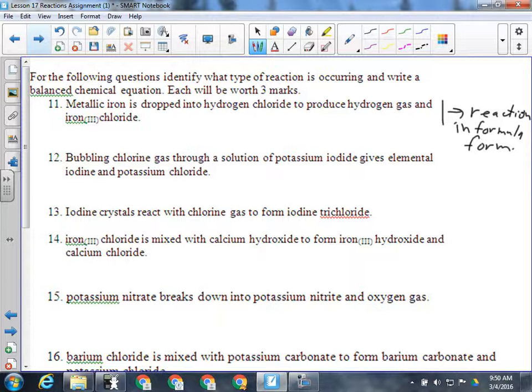What kind of things should you think about? Dropping and swapping. How the Roman numerals help you with dropping and swapping: the Roman numeral tells you which charge to use. Should Roman numerals end up in a formula? Never. That's the most common mistake I see in this section, people writing a compound like this.